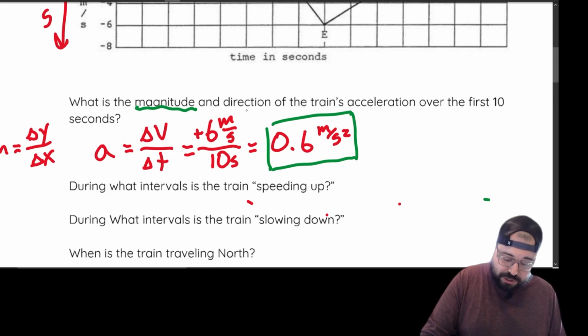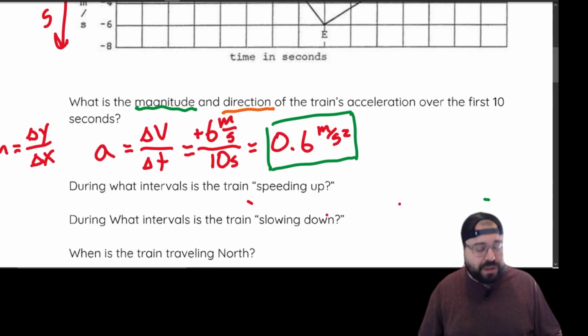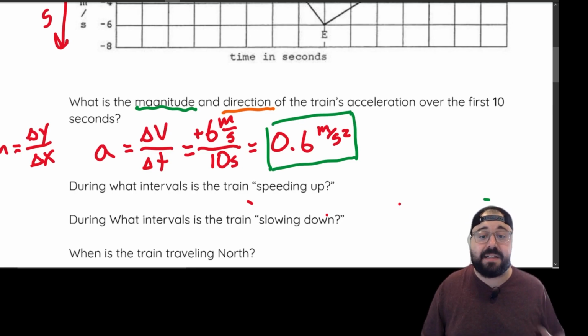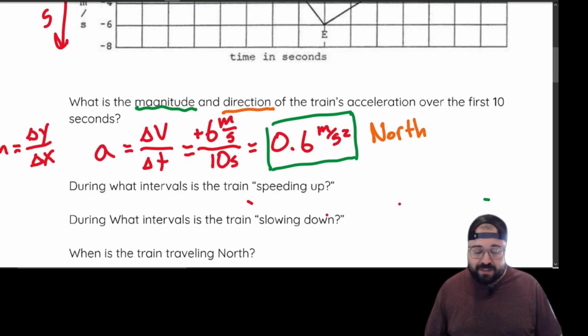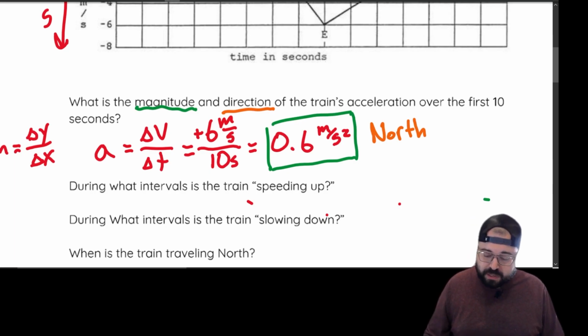So the direction is whether or not this is positive or negative. We got a positive answer here, being careful, which means we're going north, as we already defined that. So the final answer is 0.6 meters per second squared to the north. All right, now let's get into these next couple questions.